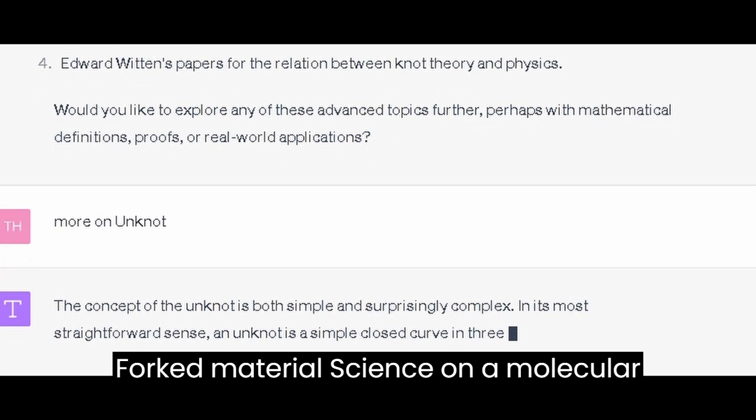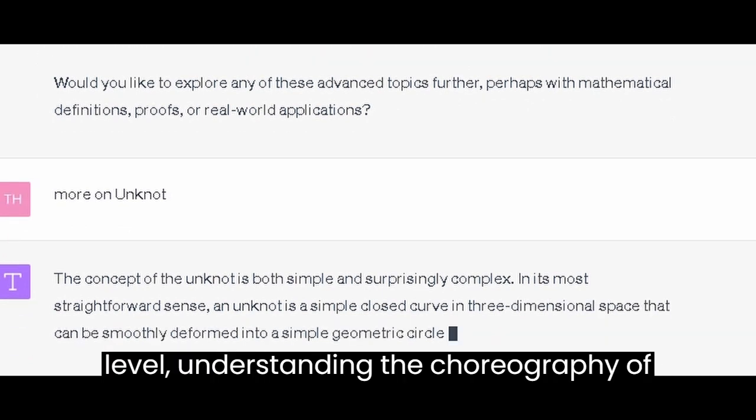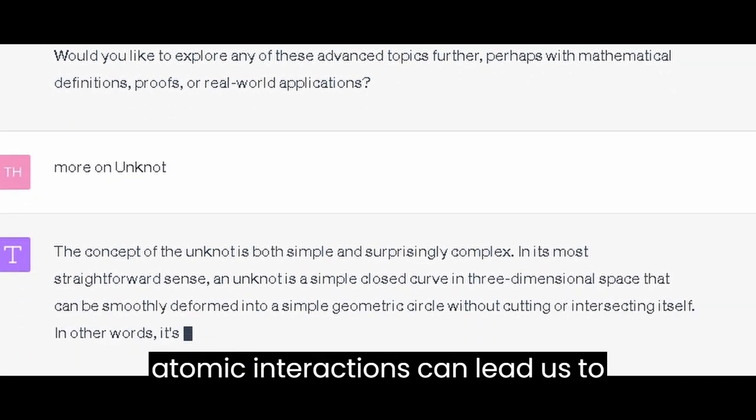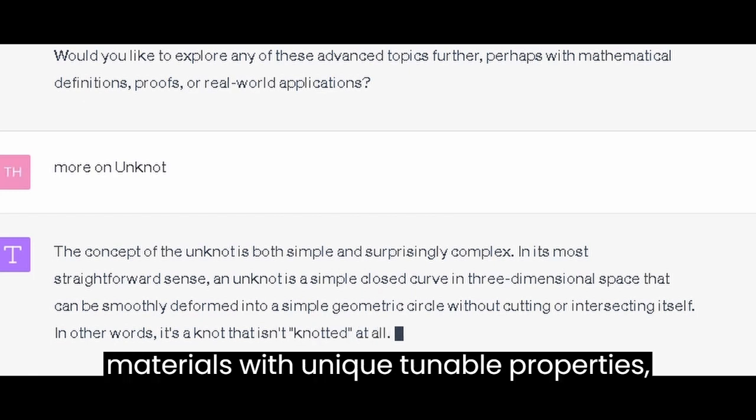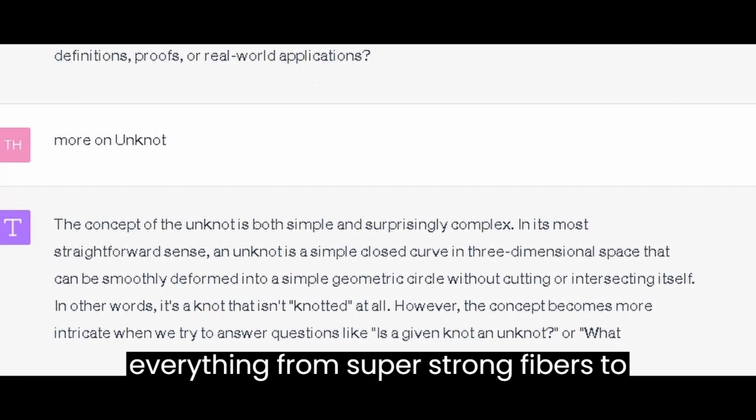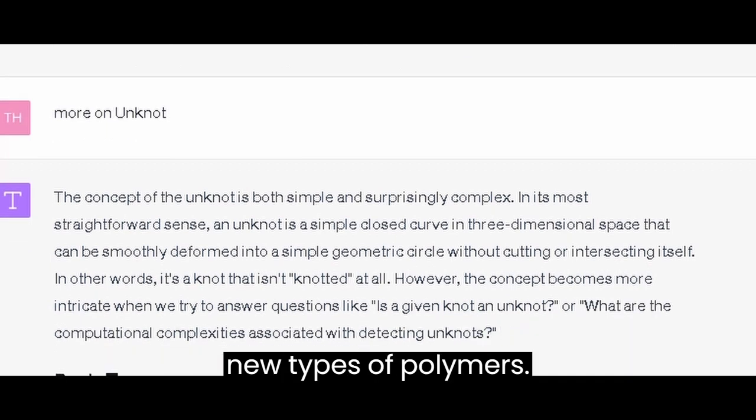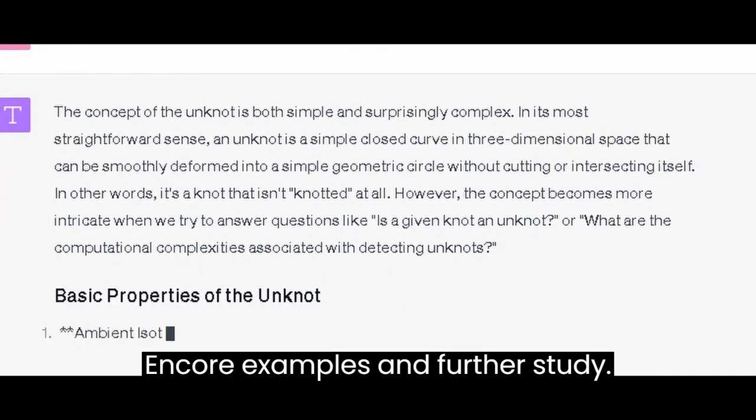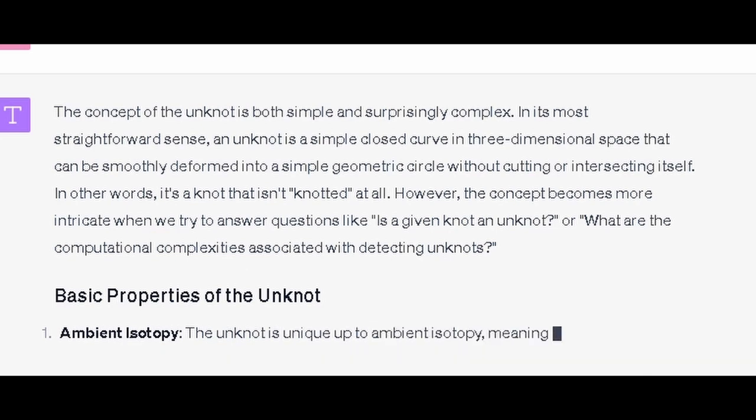4. Material science. On a molecular level, understanding the choreography of atomic interactions can lead us to materials with unique, tunable properties, everything from super-strong fibers to new types of polymers. Encore, examples and further study.